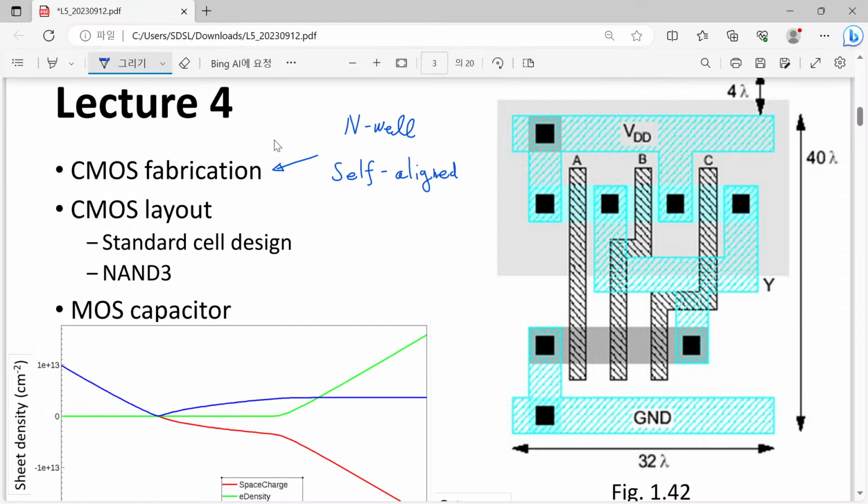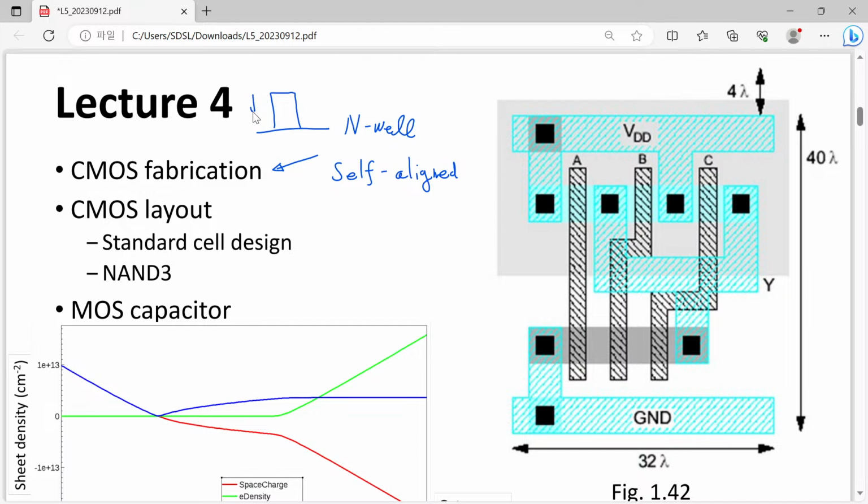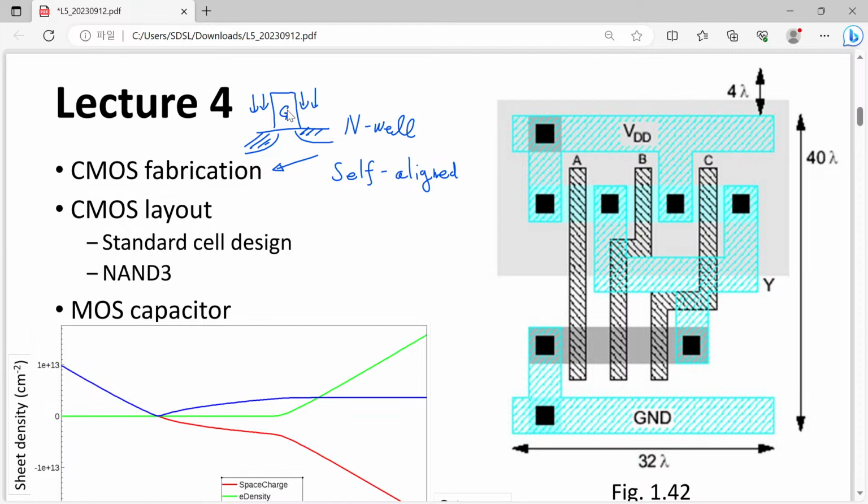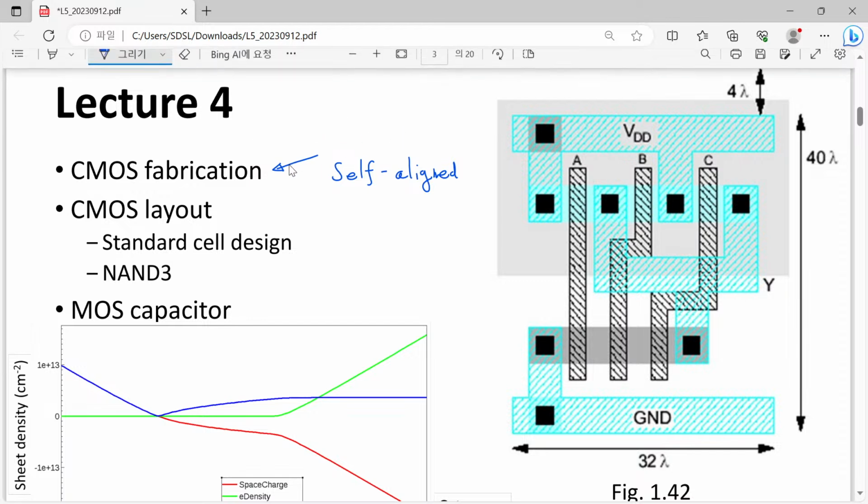Self-aligned means that using the predefined gate step, we implant our source, and the source and drain are formed very close to this gate step. So that was the self-aligned process. That really helps us to make tight control over the source and drain close to the gate step. That was one of the things we learned in our previous lecture.